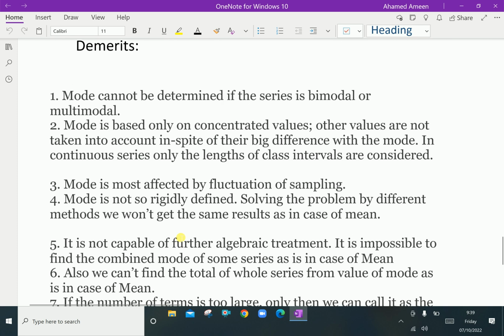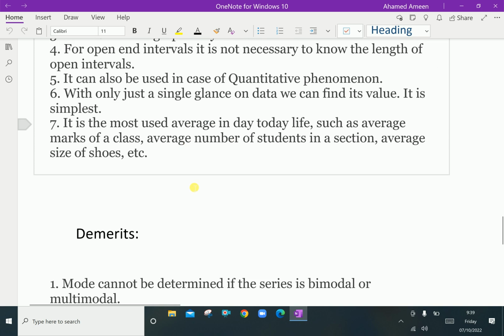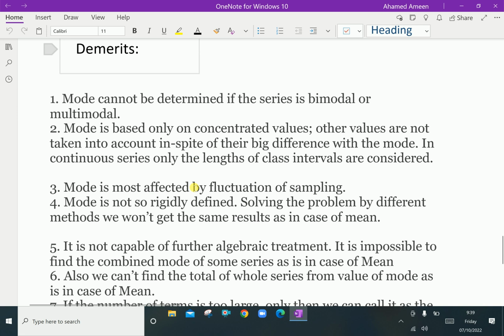We have now done the merits and demerits. We discussed what the mode is. In further videos, we will discuss modes and their different types further.